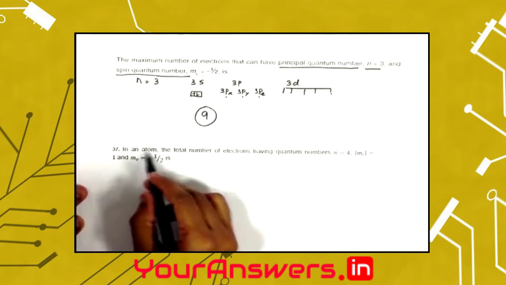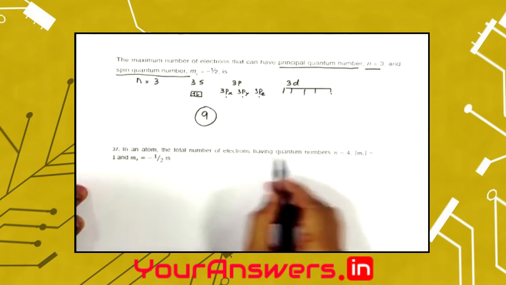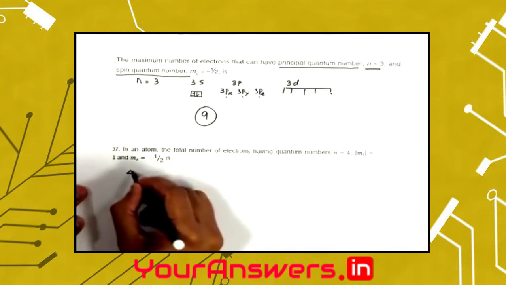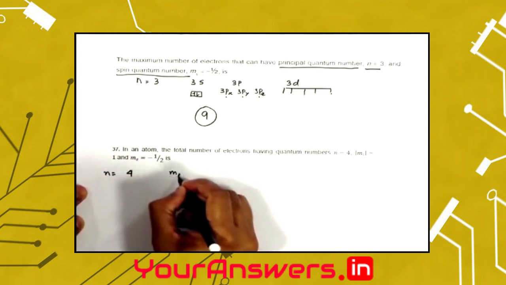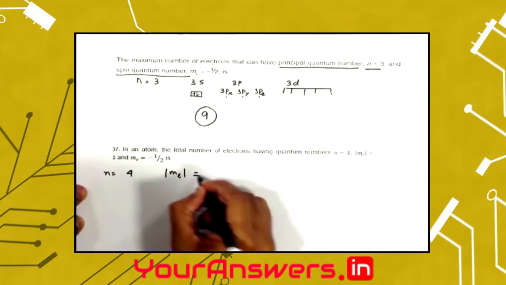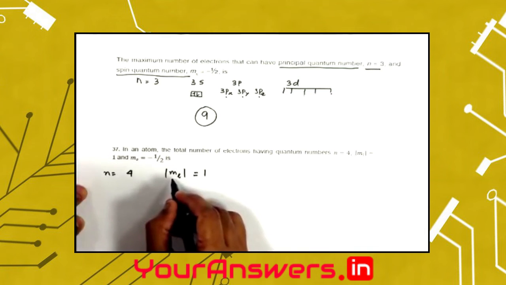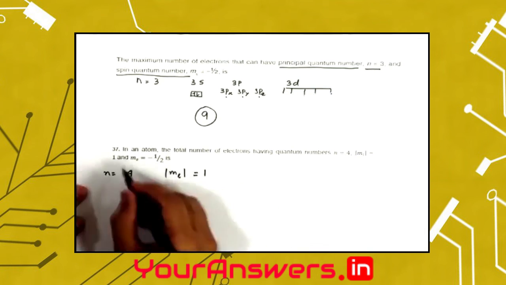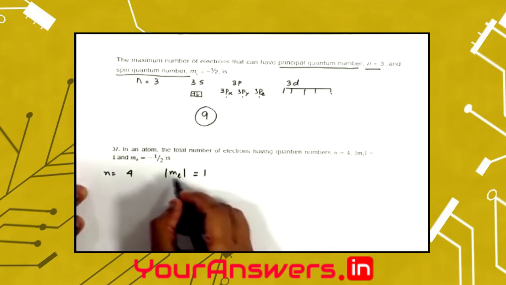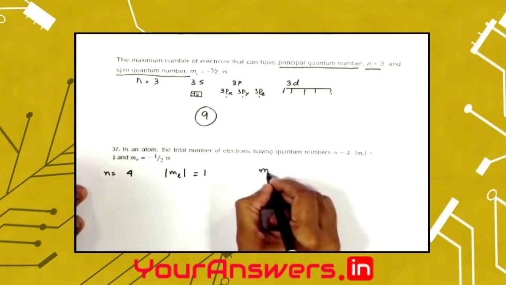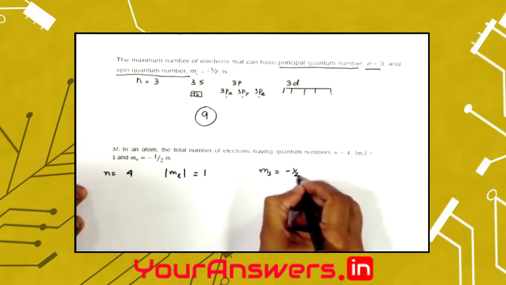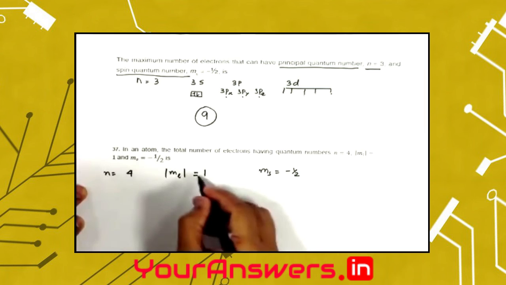It says that in an atom, the total number of electrons having quantum number n equals 4. So, n is 4. It also says the mod of ml is 1. What we called m during our discussion is called ml because we have ml and ms. ml is the magnetic quantum number that we know, and ms is the spin quantum number. So, ms is minus half, mod of ml is 1.